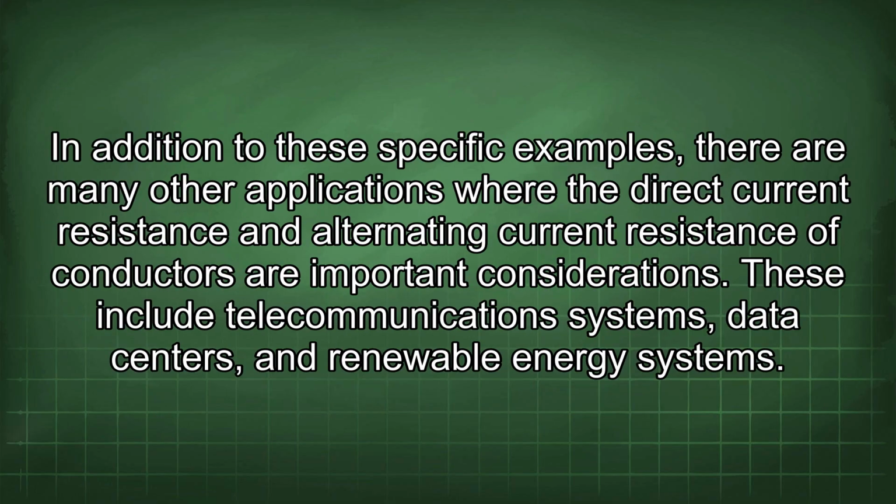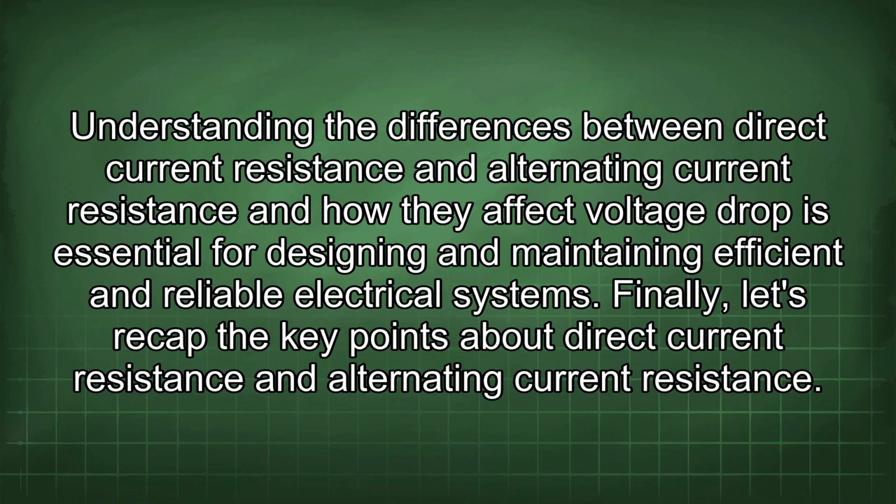In addition to these specific examples, there are many other applications where the direct current resistance and alternating current resistance of conductors are important considerations. These include telecommunications systems, data centers, and renewable energy systems. Understanding the differences between direct current resistance and alternating current resistance and how they affect voltage drop is essential for designing and maintaining efficient and reliable electrical systems.